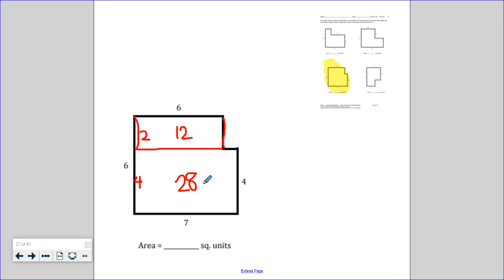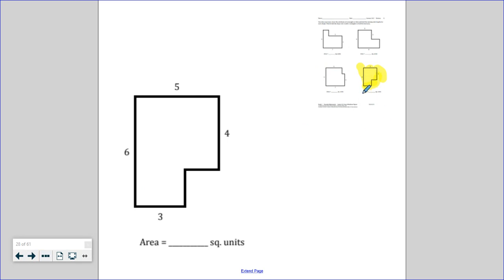Now if I add those together, 8 plus 2 is 10. I'm going to regroup the 1. And then 1 plus 1 is 2. 2 plus 2 is 4. So it has a total area of 40 square units. All right, good job if you happened to get that one on your own. One more. This is the last one on your paper. We're going to do it together.